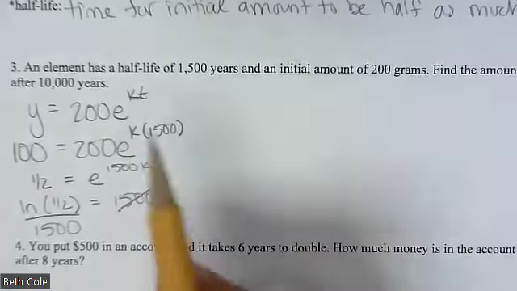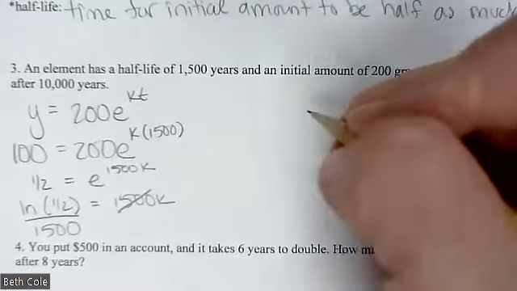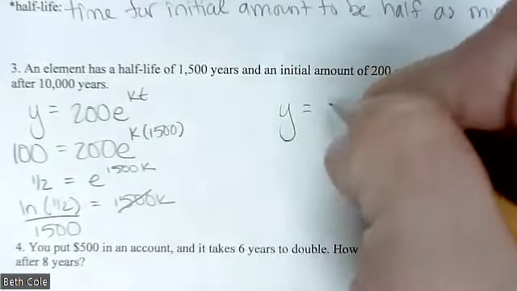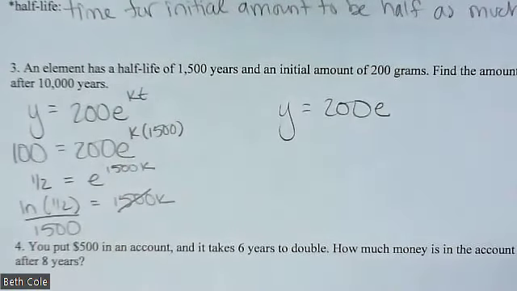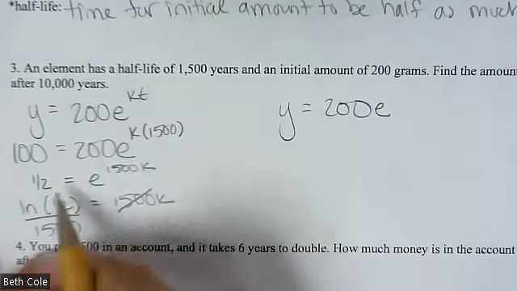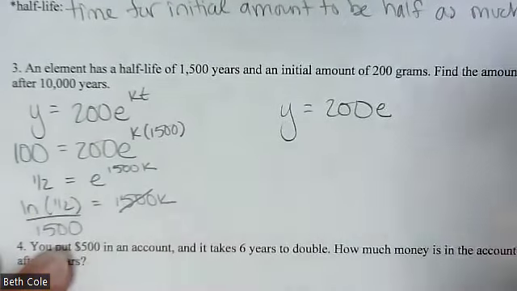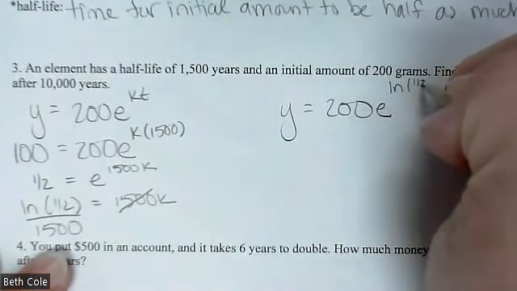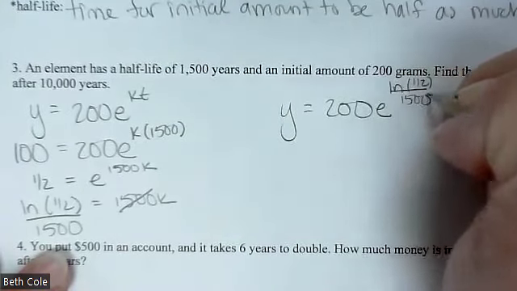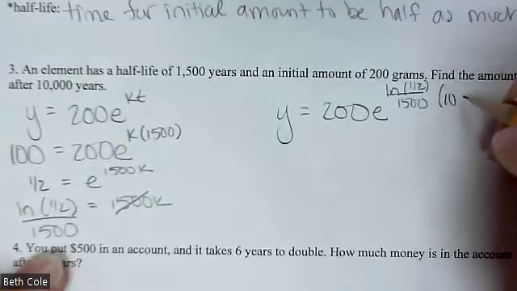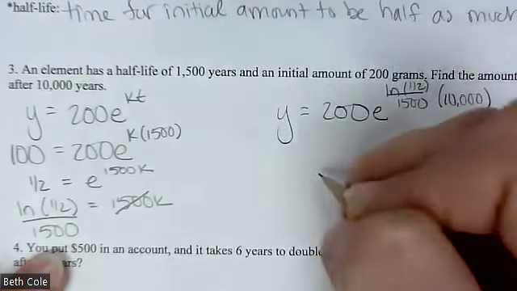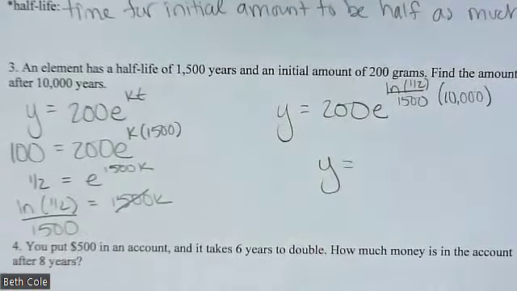Now it says find the amount after 10,000 years. So we're going to start back over with our original equation. It's going to be 200 e to the power this ln 1/2 over 1,500 times 10,000 for our time. And that you can go ahead and put in the calculator. Just be really careful because it's kind of a mess to have to type.